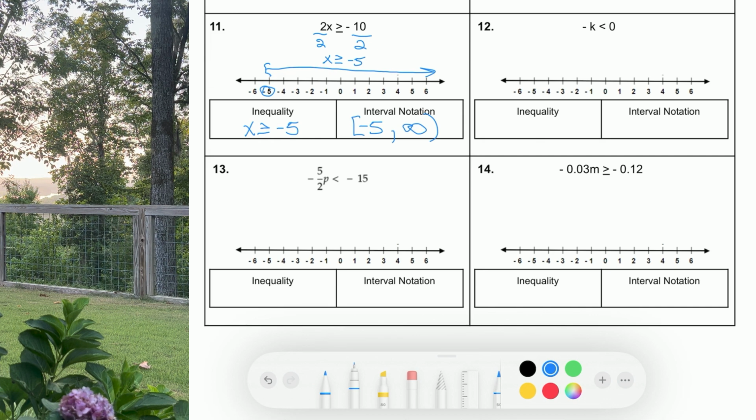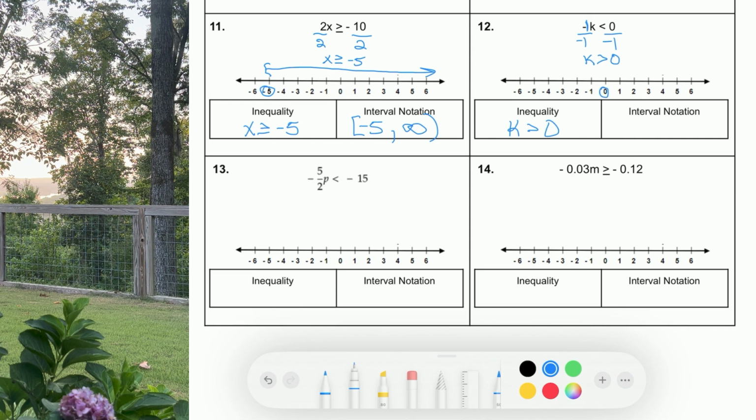Number 12. This one is a negative k is less than 0. Remember that there's an invisible 1 here. Okay, so we have a negative 1k is less than 0. I need to divide both sides by that negative 1. I end up with a positive k. Because I divided by a negative 1, my inequality needs to flip, and it becomes greater than. 0 divided by a negative 1 is just 0. So my inequality is k is greater than 0.